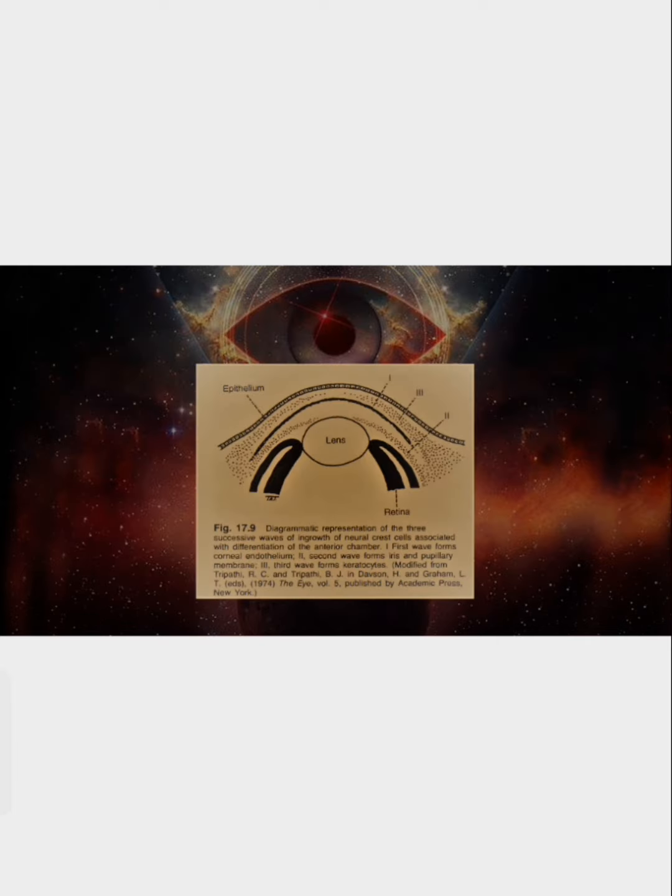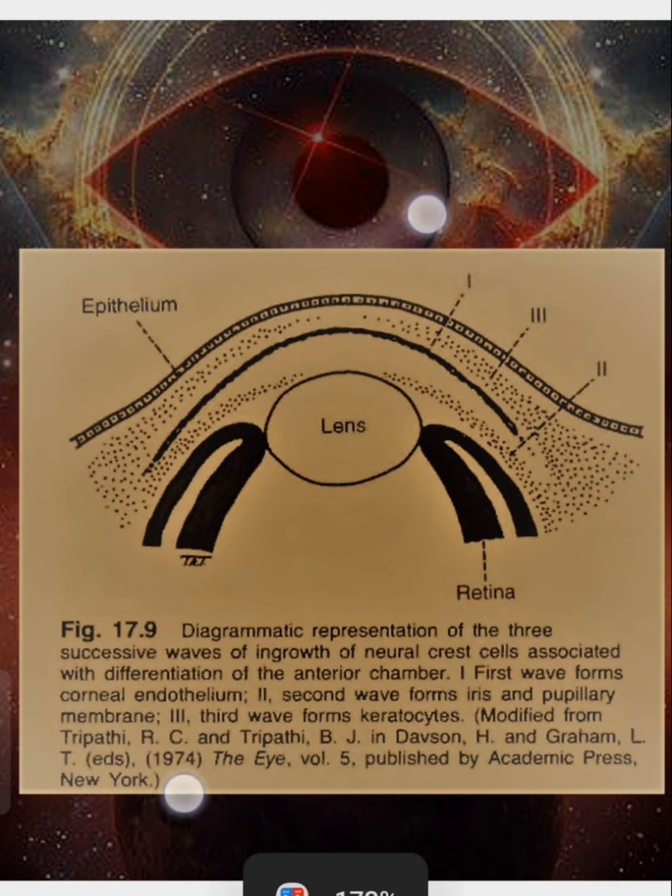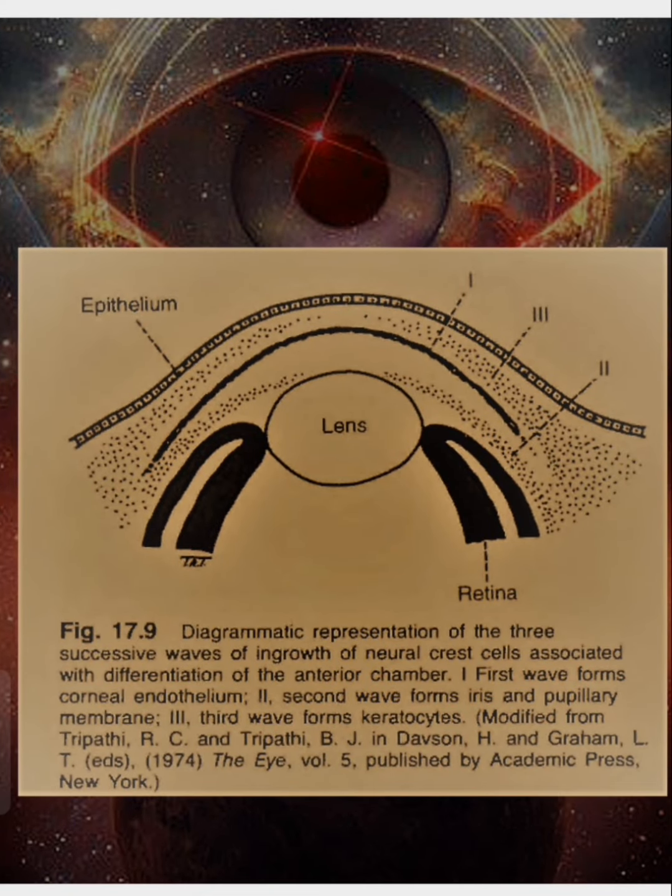And what are the neural crest cells? That we have already discussed in the previous video. So what are the neural crest waves? This diagram is showing the neural crest cell waves and the structures developing from them. The first neural crest wave forms the corneal endothelium and the Descemet's membrane. In the second wave, it forms the iris and pupillary membrane. The third wave forms the keratocytes. So this diagram is all about this.